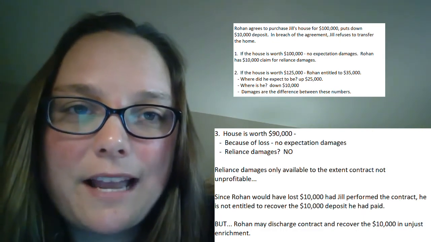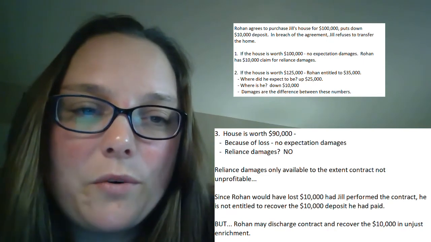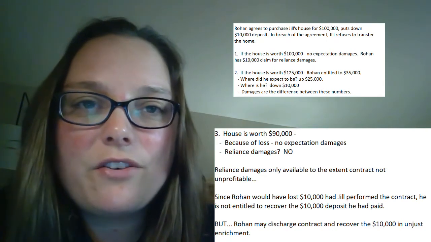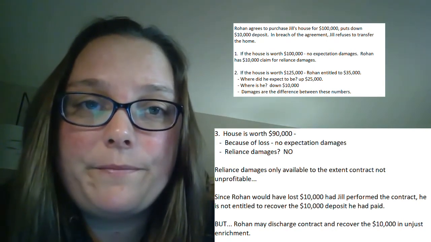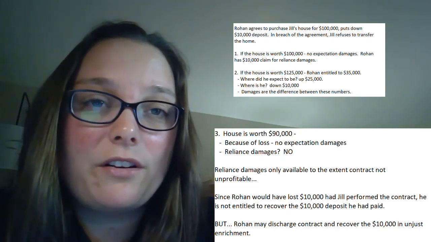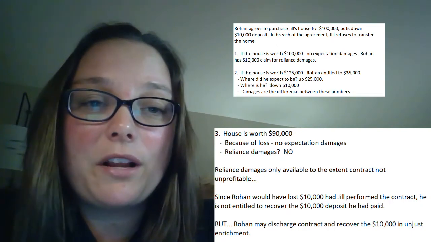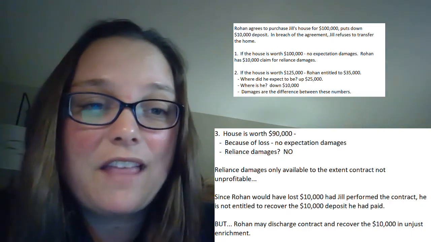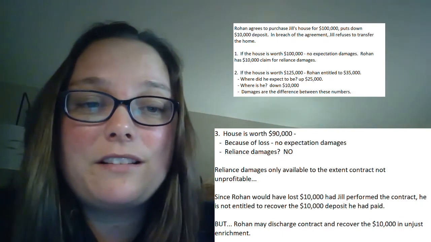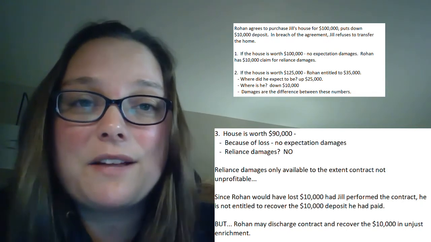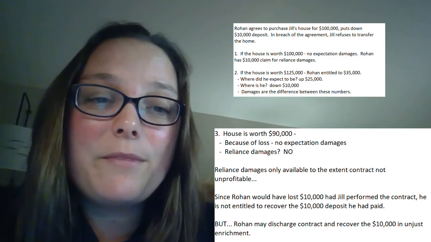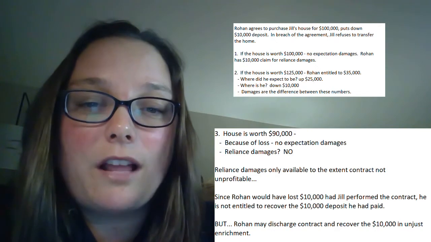And the trick with reliance damages is that the court will only award reliance damages to the extent that the contract was not unprofitable. So if at the end of the day Rohan expected to lose $10,000, so had Jill performed her end of the bargain, Rohan was going to have an asset that was worth $10,000 less than what he paid for it. He's not going to be entitled to reliance damages for the $10,000 deposit because he was going to lose that money anyway. The court says, hey, you're going to lose that money anyway. So no, you're not entitled to reliance damages.